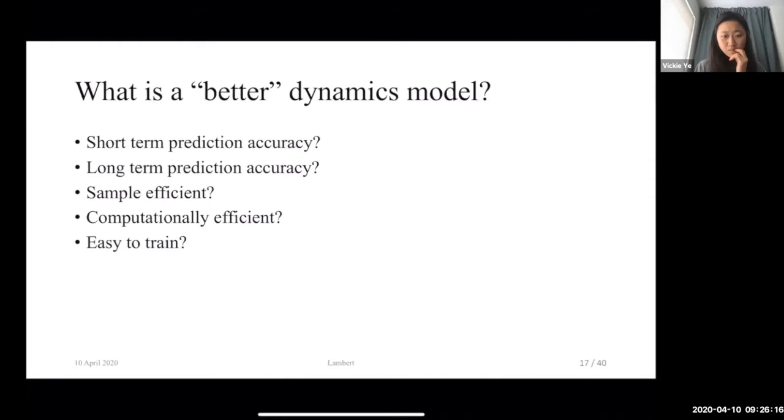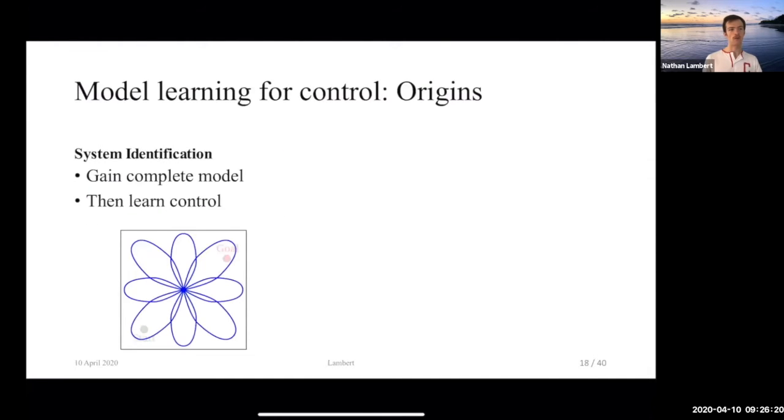So, okay, let's think about where the origins of model learning for control came from. How did we get to this deep neural network just trying to learn from some state data? So what I would claim in model-based RL is that the idea for our model came from system identification, where we want to do a set of elicitation trajectories, and then we would gain a complete model, and then we would learn control.